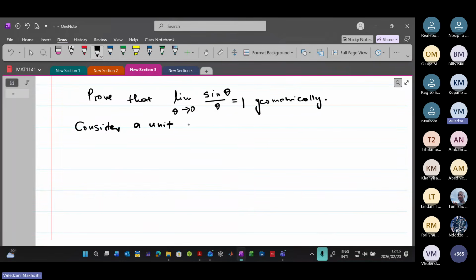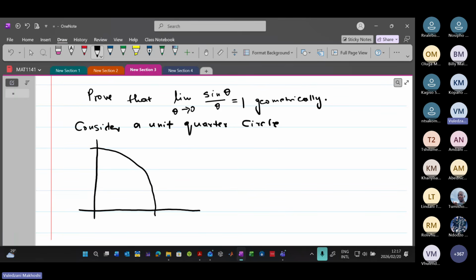The unit quarter second. What do we mean by that? We are looking at a quarter circle, a circle which is lying in the first quadrant, whose radius is 1. So this is the portion of our second. The radius is 1.